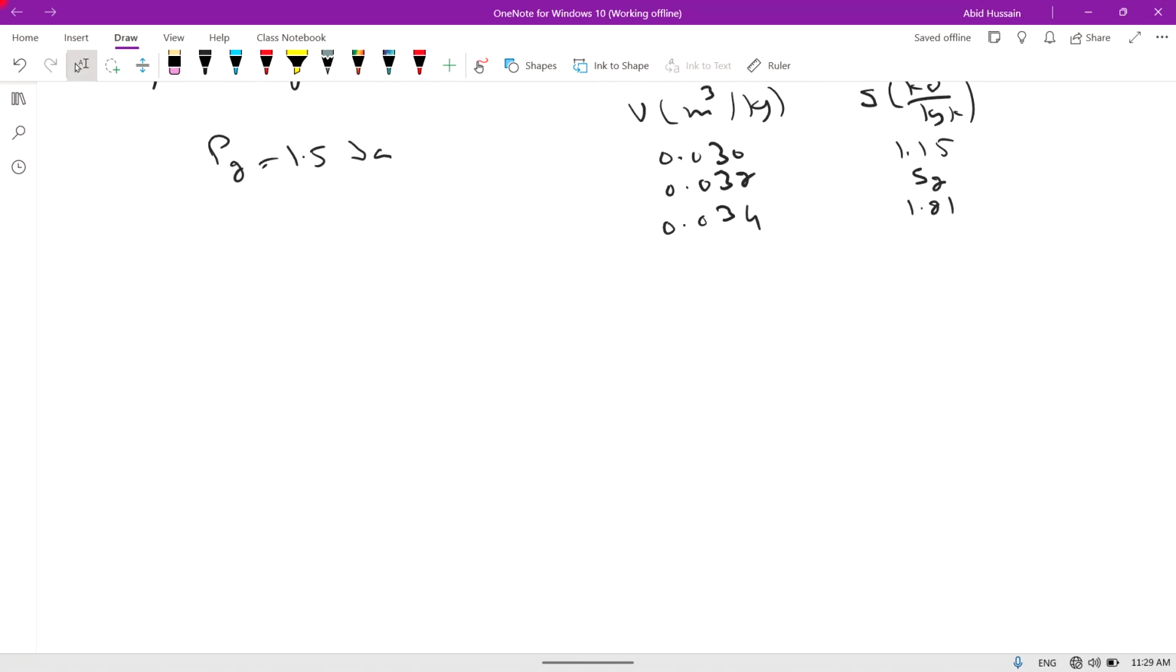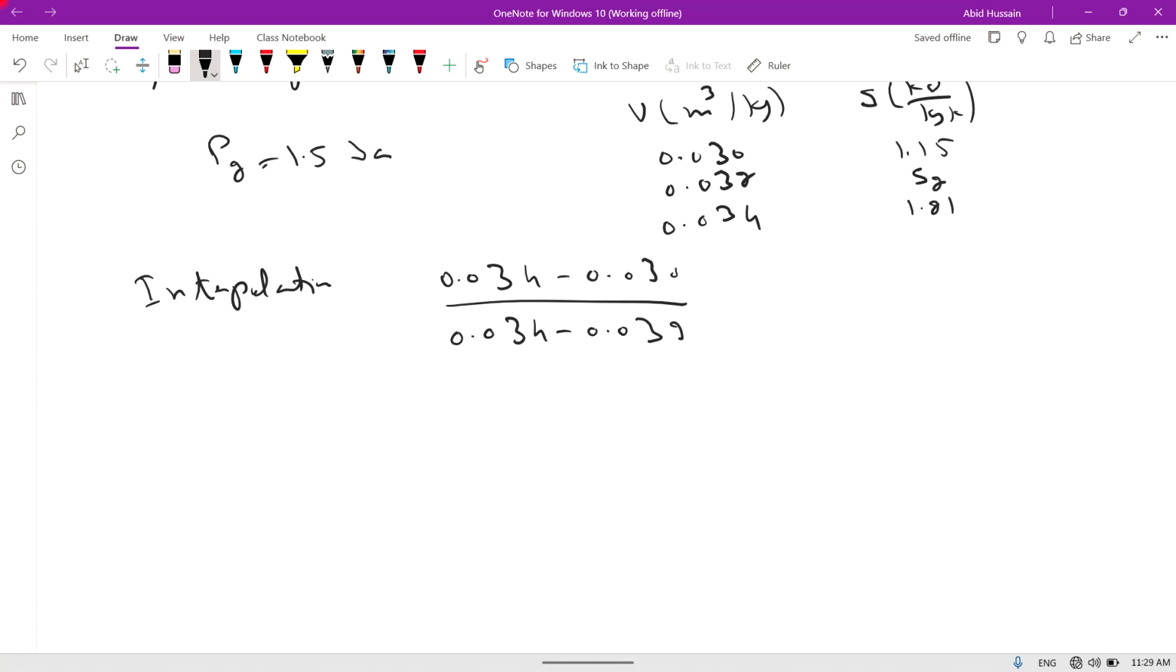So the method of entropy interpolation is: third minus first divided by third minus second. 0.034 minus 0.030 divided by 0.034 minus 0.032 is equal to 1.21 minus 1.15 divided by 1.21 minus S2. So 0.034 minus 0.030 is equal to 0.004, and 0.034 minus 0.032 is equal to 0.002.